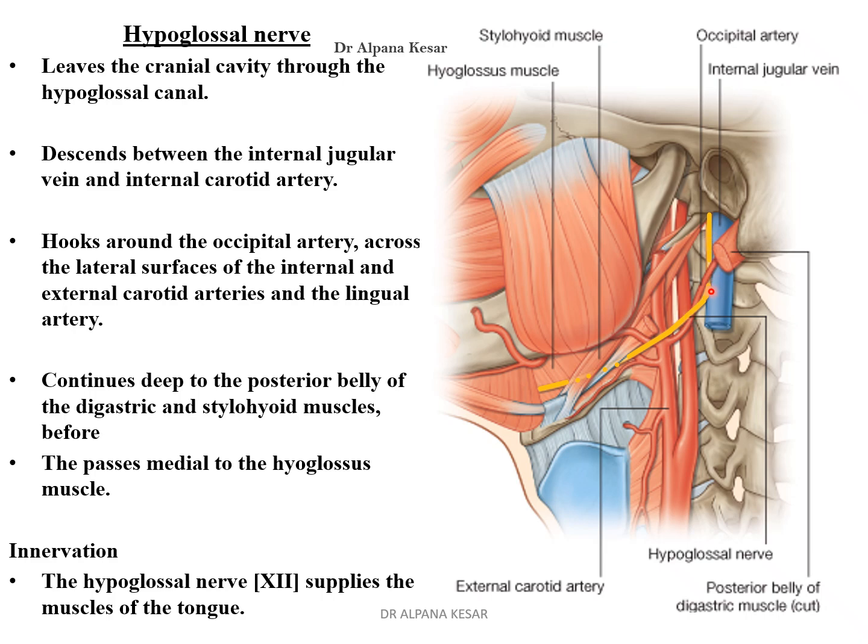After hooking around the occipital artery, the nerve passes lateral to first the internal carotid artery and then the external carotid artery. The nerve further passes downwards and forwards, passing deep to the stylohyoid muscle and the posterior belly of digastric. After that, it further passes forwards and then finally it disappears by passing medial to the hyoglossus muscle. Hypoglossal nerve supplies the muscles of the tongue.